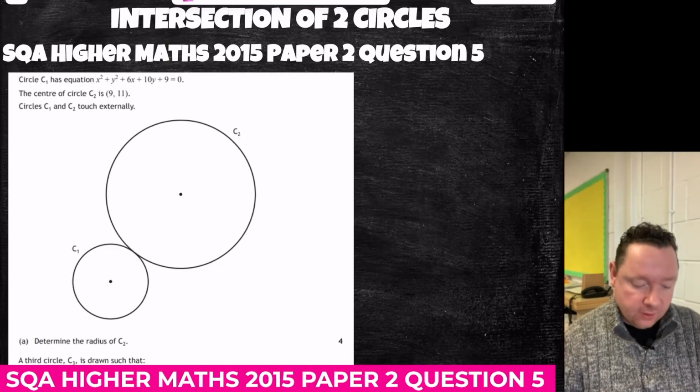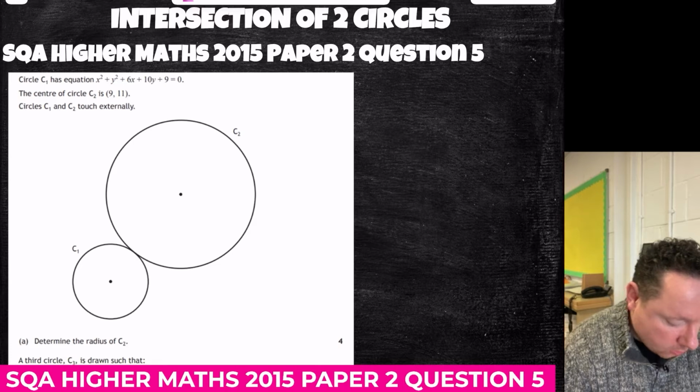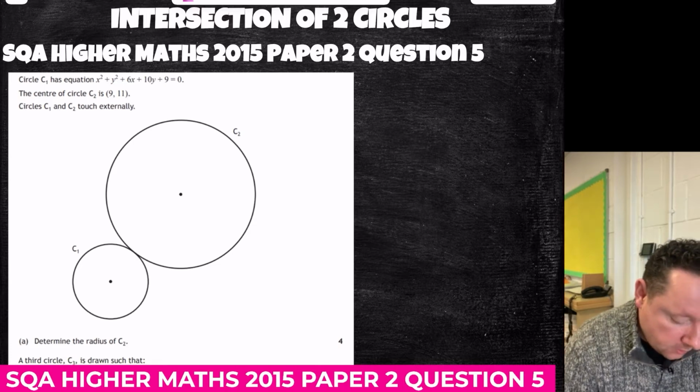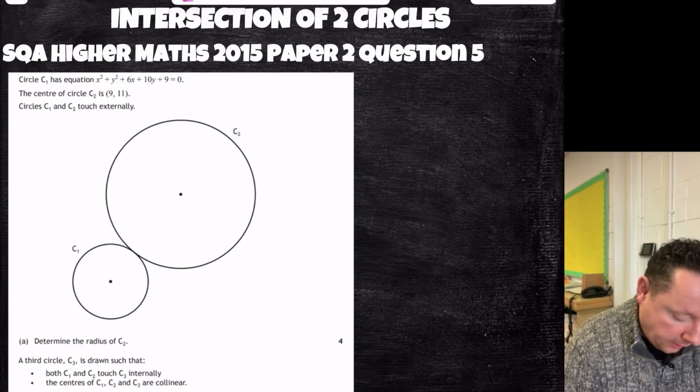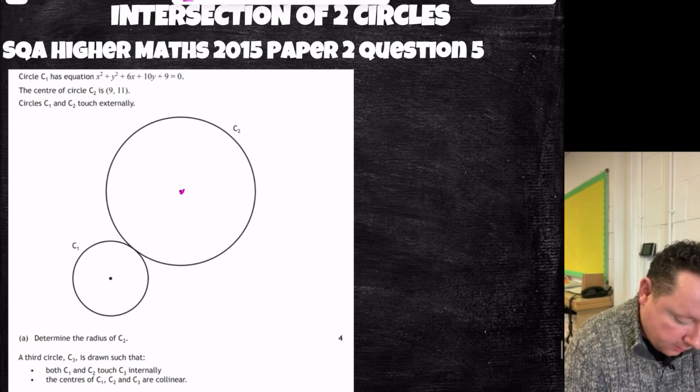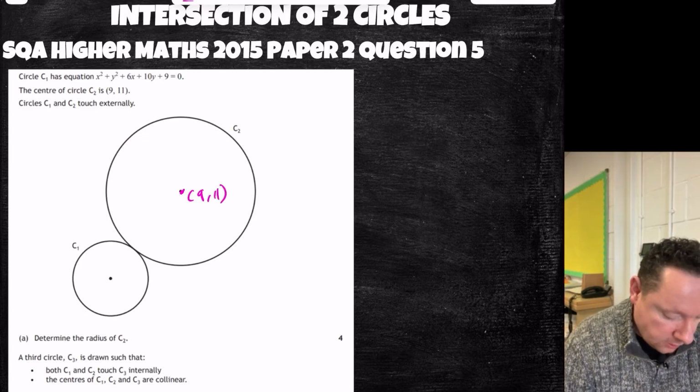Higher Maths 2015, paper 2, question 5. Circle C1 has equation x squared plus y squared plus 6x plus 10y plus 9 equals 0. And the centre of C2 is 9, 11. There's C2 there, so let's just call that 9, 11. Determine the radius of C2.